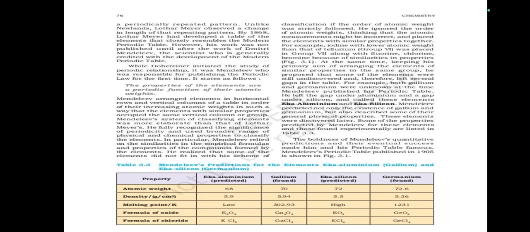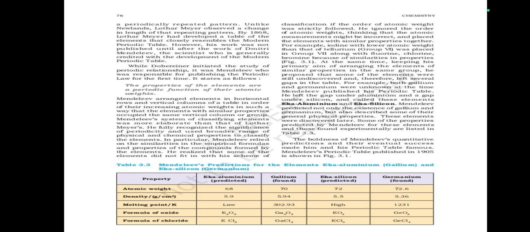If the order of atomic weight was strictly followed, he ignored the order of atomic weights, thinking that the atomic measurements might be incorrect, and placed the elements with similar properties together. For example, iodine, with lower atomic weight than that of tellurium of Group 6, was placed in Group 7 along with fluorine, chlorine, bromine because of similarities in properties. Figure 3.1.